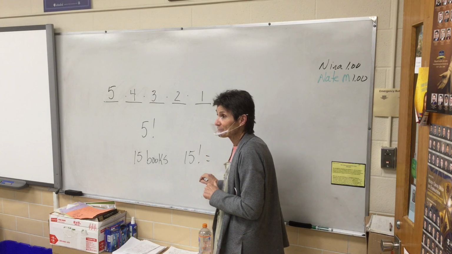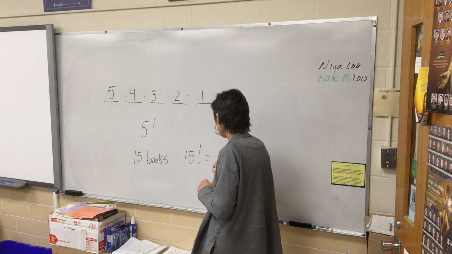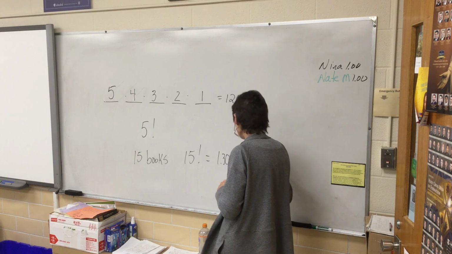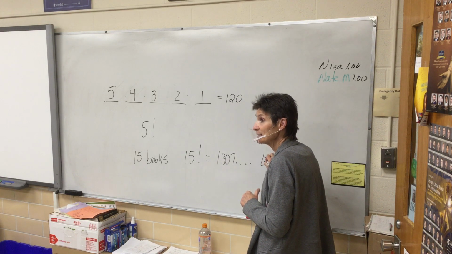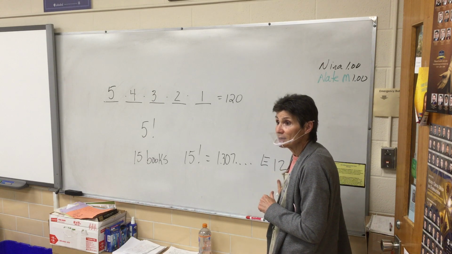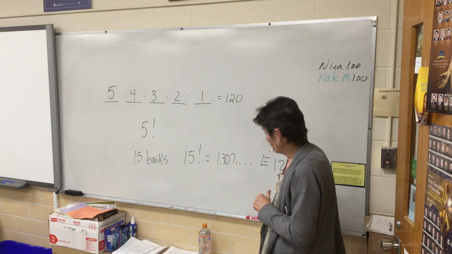Why does it say 1.3076? Okay, so what does it say? 1.307, 307, and then at the end it says E 12. Remember, that means scientific notation. So that means times 10 to the 12th.